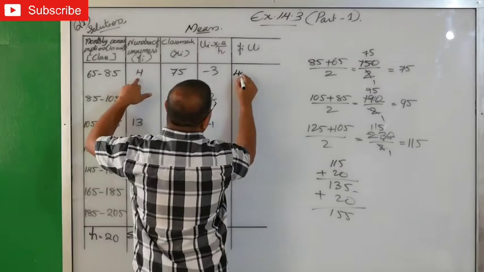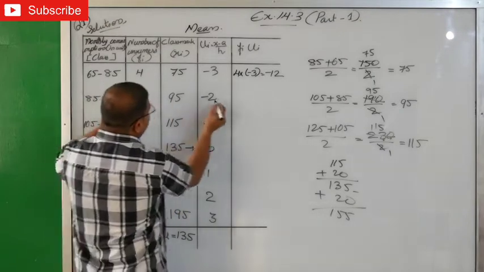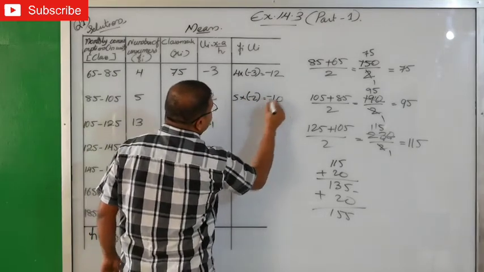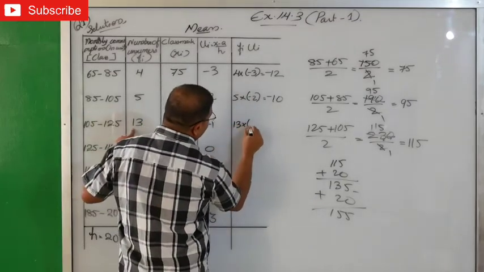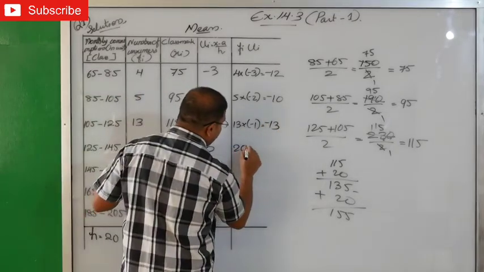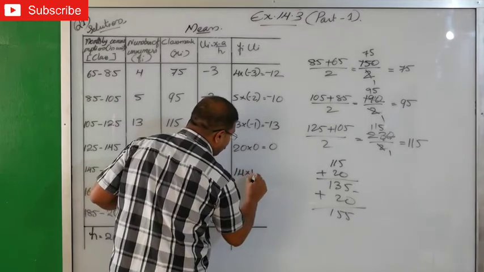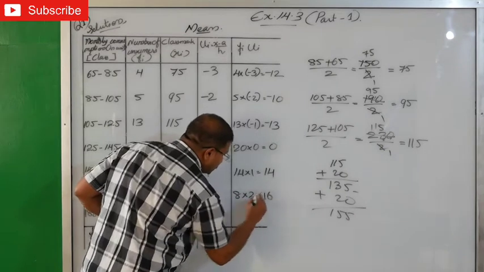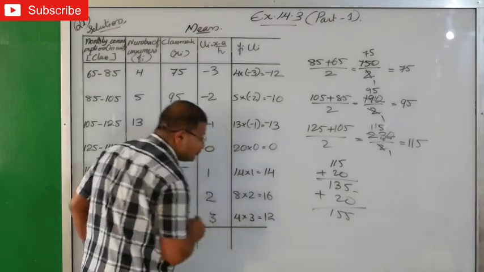That means 4 into minus 3 equals minus 12. 4 threes are 12. Now again 5 into minus 2 equals minus 10. Now again 13 into minus 1, we get minus 13. Again 20 into 0, 0. Again 14 into 1, 14. Again 8 into 2, 8 twos are 16. Then again 4 into 3, 12. Isn't it?